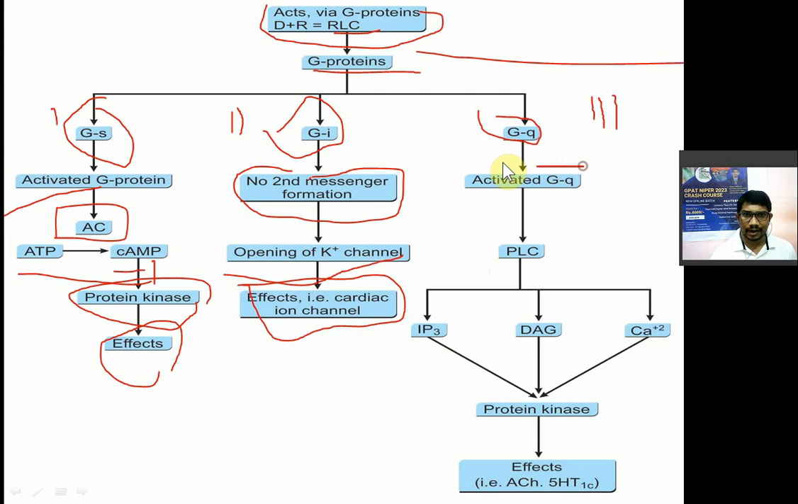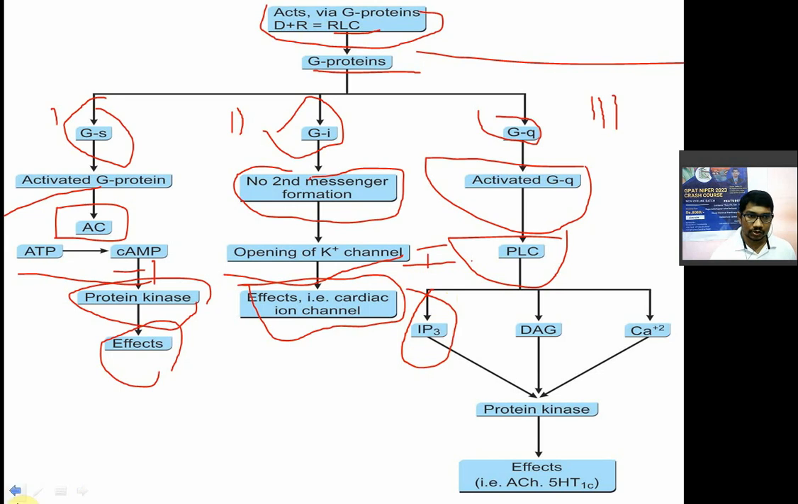Stimulation of GQ results in the activation of GQ proteins, which activate the phospholipase C enzyme. What is its work? It will convert IP2, inositol phosphate 2. Here it is IP2. Inositol phosphate 2 will be converted to inositol phosphate.